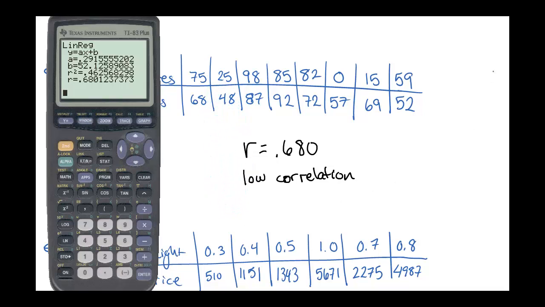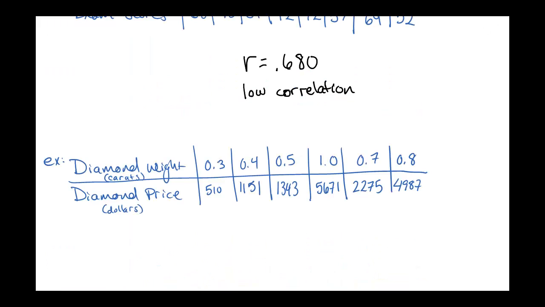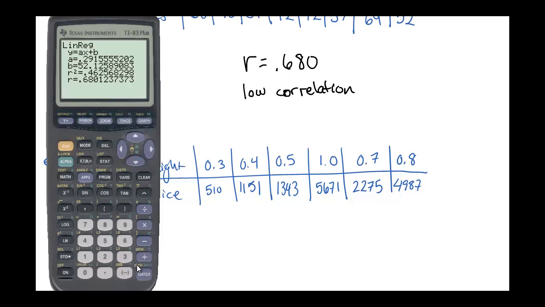Now in comparison, let's look at the second example. For diamonds, the weight of the diamond, and that's in carats, versus the price of the diamond. Now we would expect that a heavier diamond or a larger diamond will generally sell for a larger price. So there should actually be some amount of correlation here, but we can see what that looks like.